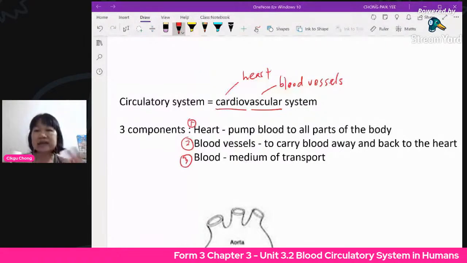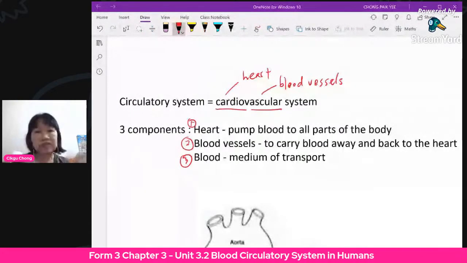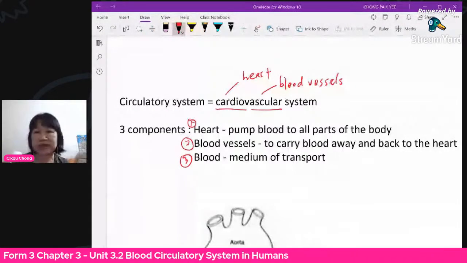Now everybody has to have a heart, because without the heart, blood cannot flow. You cannot reset your cell once.